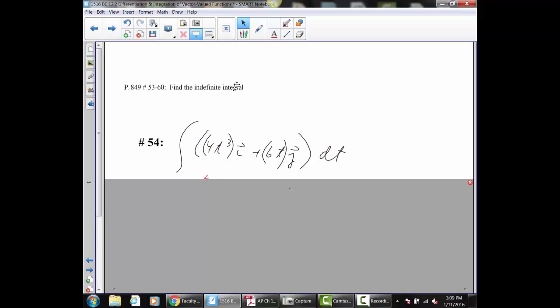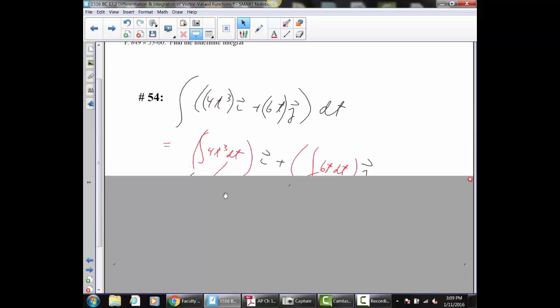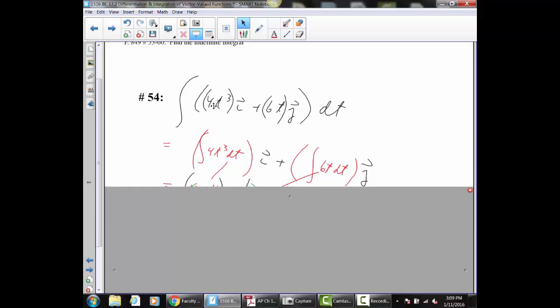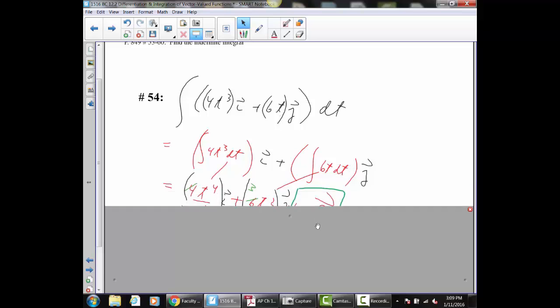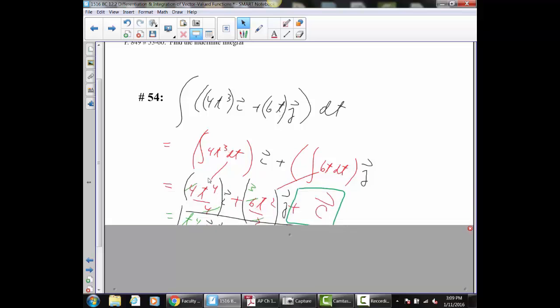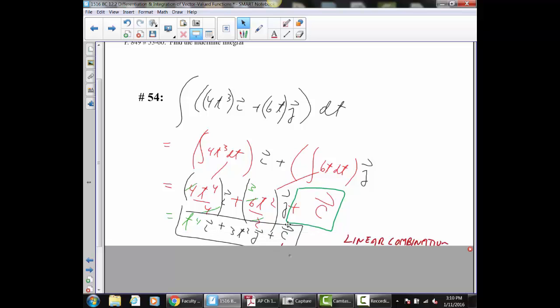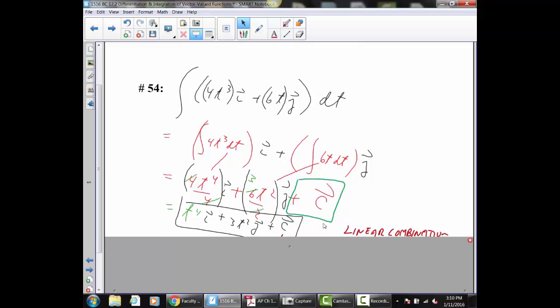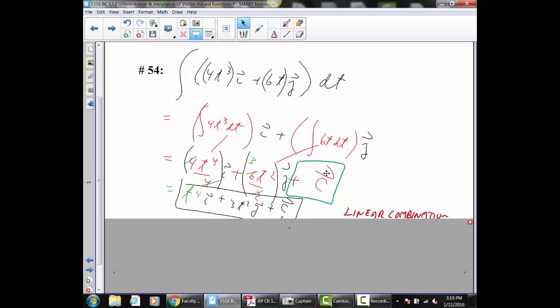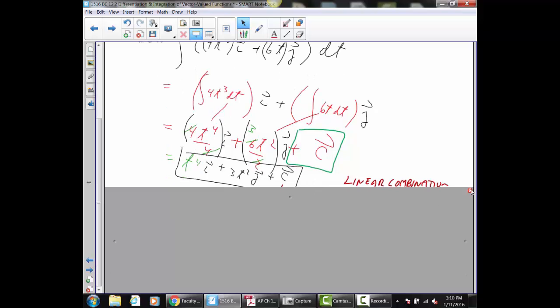Problems 53 to 60, find the indefinite integral. So very simply, you just split it up. You take the integral of 4t cubed dt times i plus the integral of 6t dt times j. When you integrate 4t cubed, you get 4t to the fourth over 4 times i. Over here, you get 6 times t squared over 2 times j plus an arbitrary vector c. Remember, it has to be a vector c. This will give us t to the fourth i minus 3t squared j plus c.